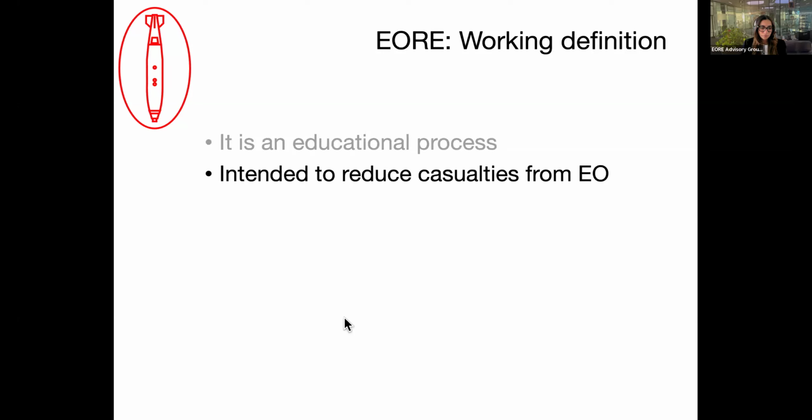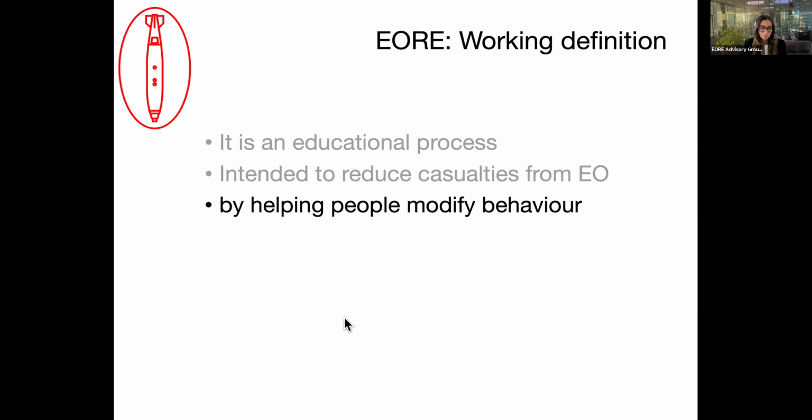So let's go back to risk education and come up with a working definition. It's an educational process. It's in the name. It's explosive ordnance risk education. We are intending to reduce casualties from explosive ordnance, and we're doing that by helping people modify behavior. This also gives us three things to measure, so it's useful from a quality management point of view. Is it an educational process? Are we reducing casualties? Are we helping people modify behavior?